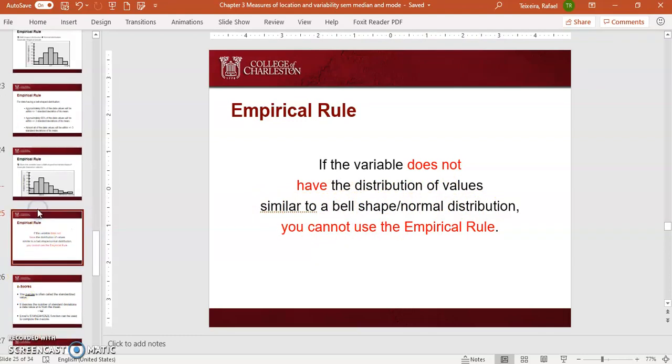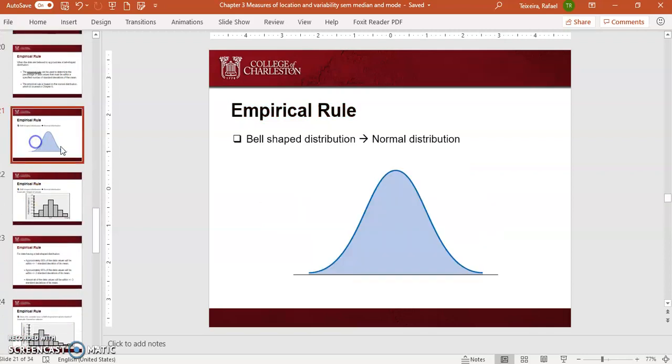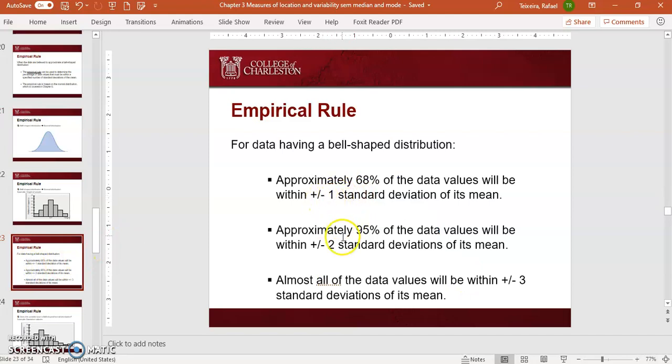So this is the usage of the empirical rule. If you know the distribution has a bell shape, you know that adding and subtracting different amounts of standard deviations, you're going to include such percentage of all data values.